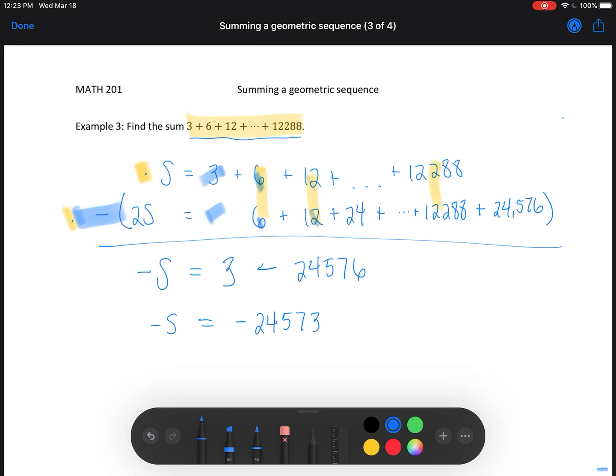The last step: we said that this sum up here is equal to S. So if we want to know what S is, not negative S, then we divide each side by negative 1 and get that our sum S is equal to 24,576. So again, what does that mean? That is the sum of this that we started with.